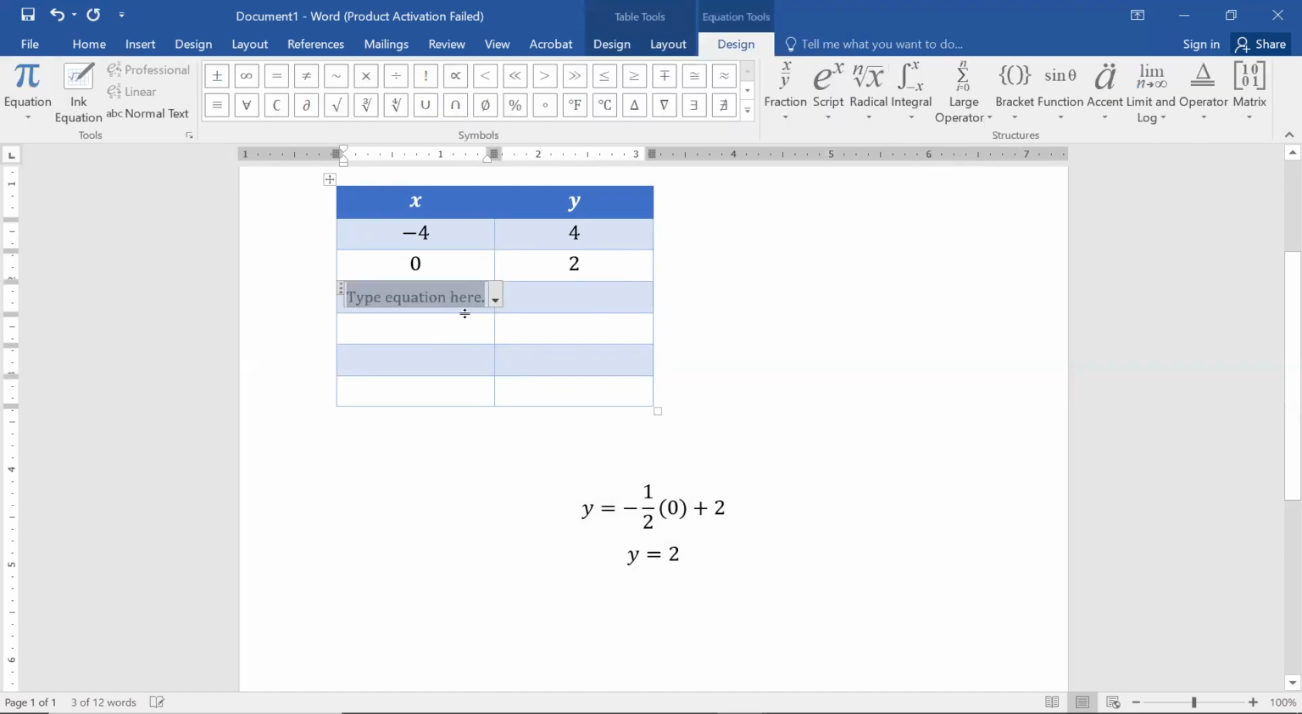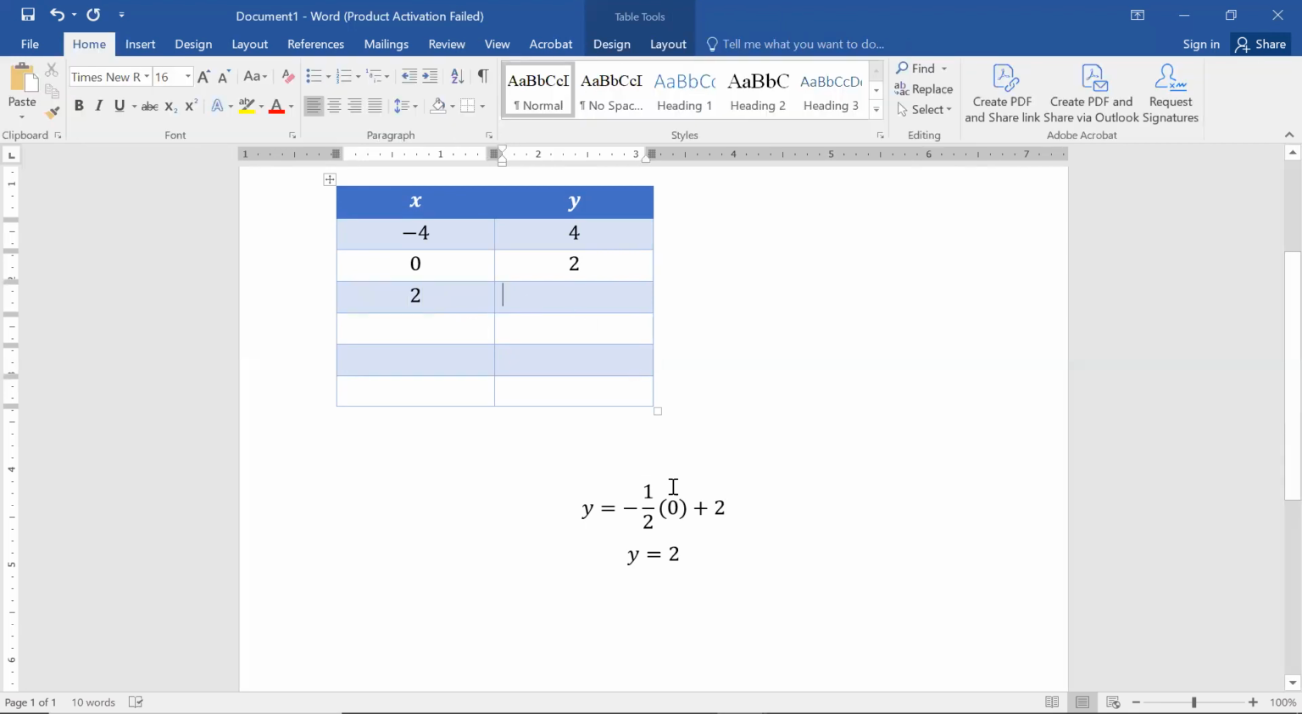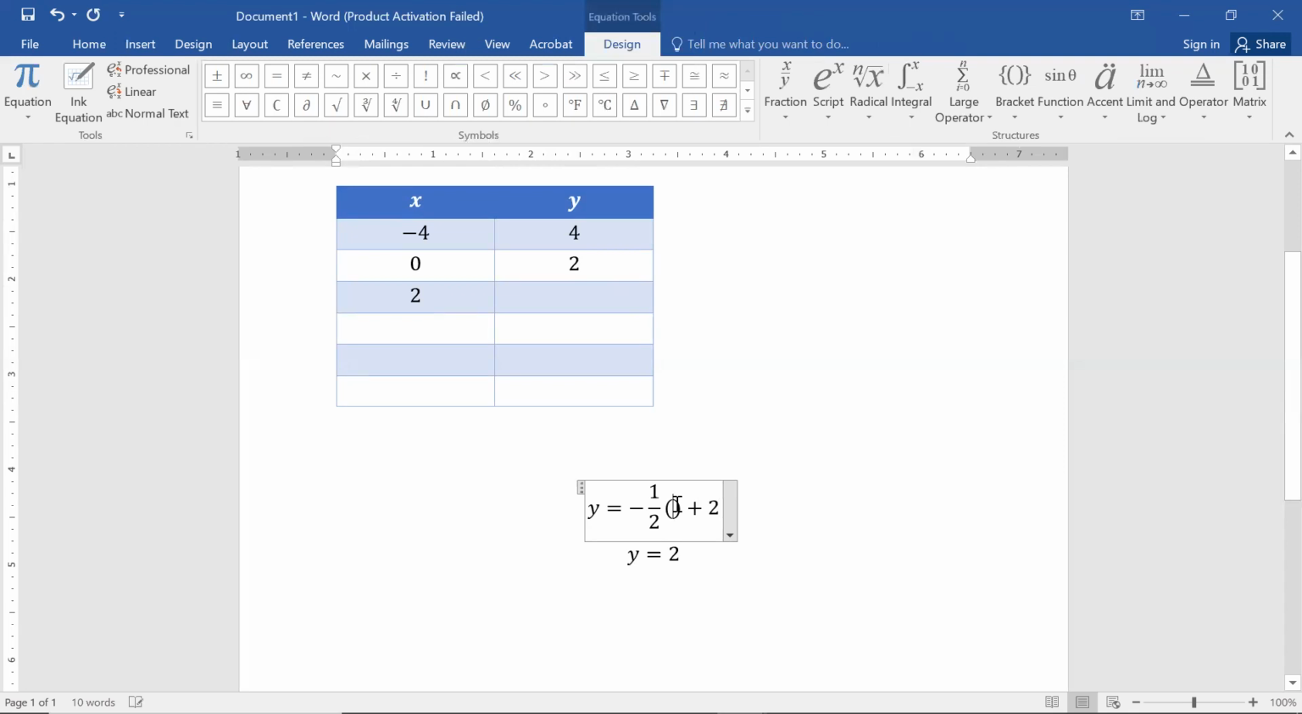Let's plug in some other numbers. Let's plug in the number 2 into the equation. So y equals negative 1/2 x plus 2 becomes y equals negative 1/2 times 2 plus 2. That gives me a y value of 1.